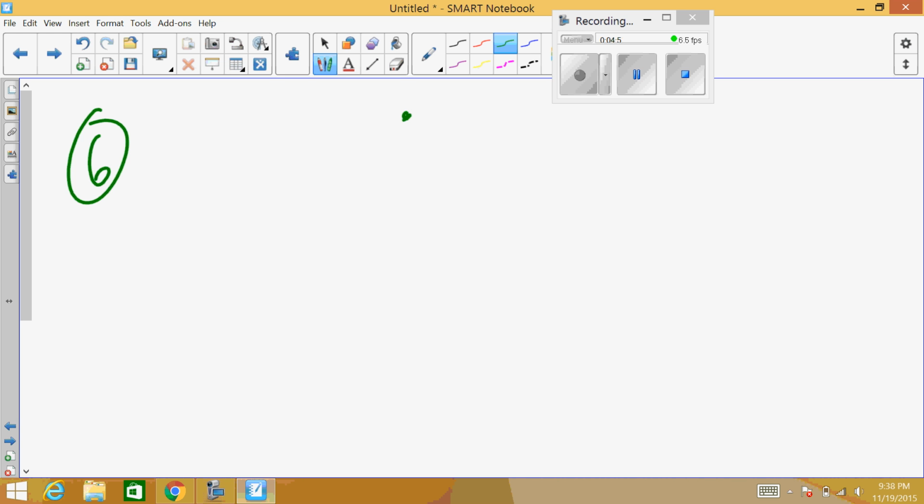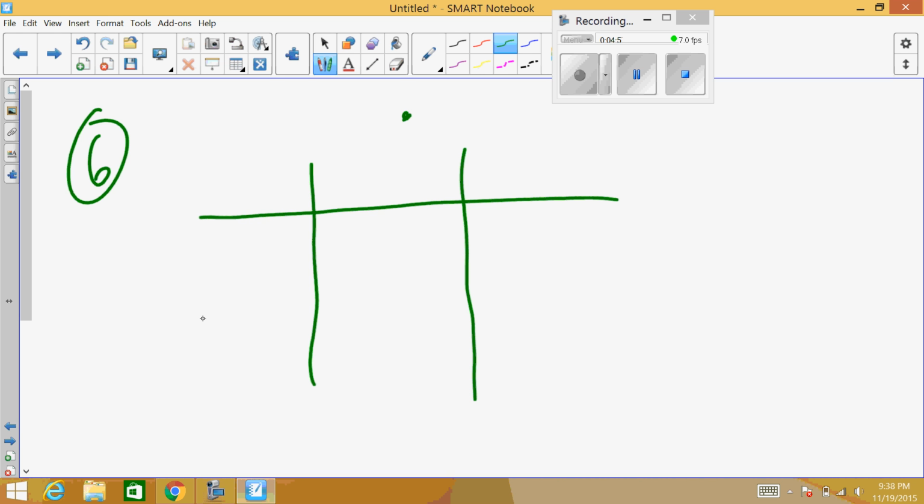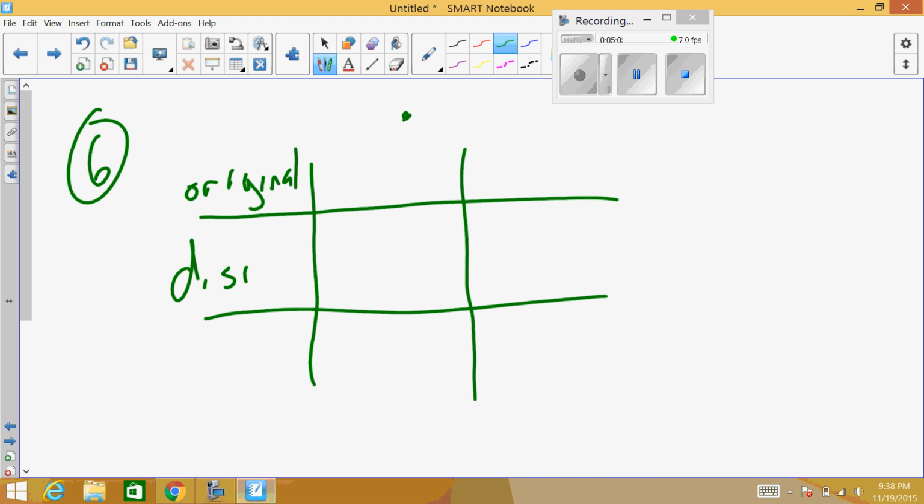What is the discount rate of the online price? Well, I can set up my tic-tac-toe a few different ways, but this is how I'm going to set it up right now. I'm going to say that I have an original price. I have a discount of some sort because we're getting it on sale or we're ordering it from a place that's got a special deal, whatever it is. And I've got my sale price.